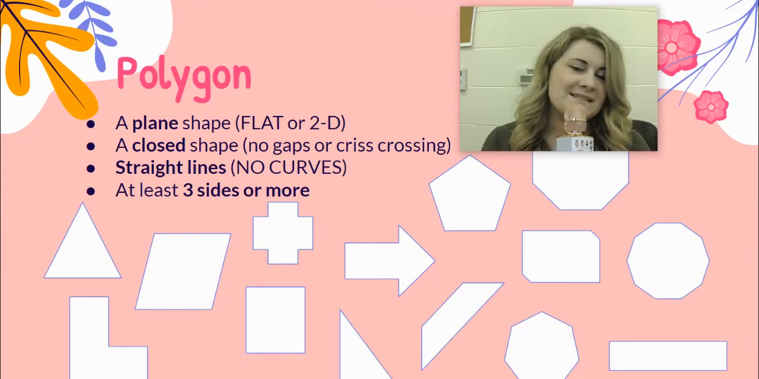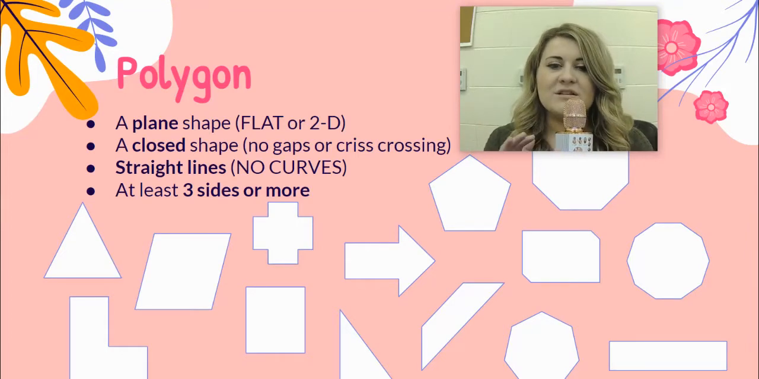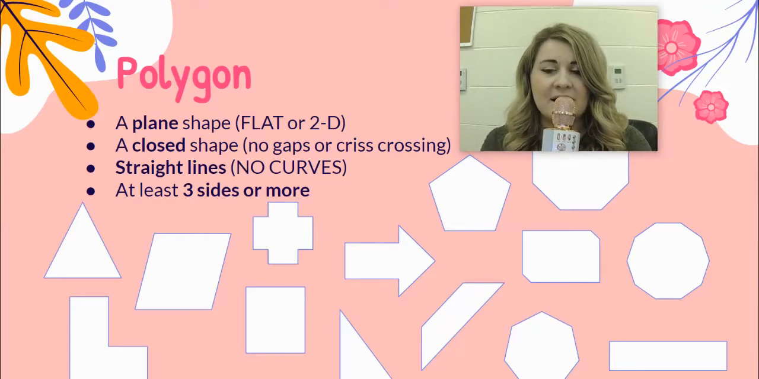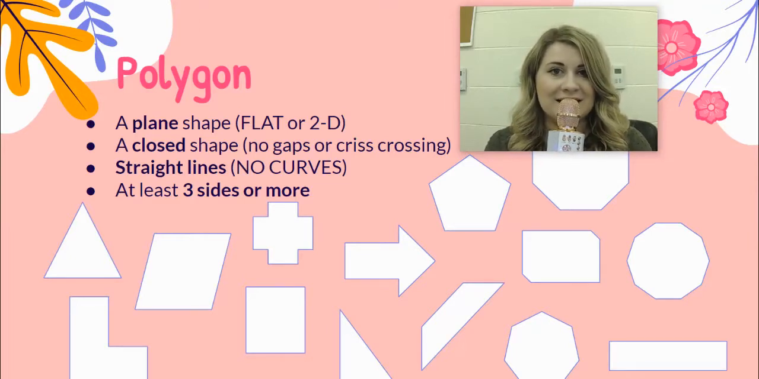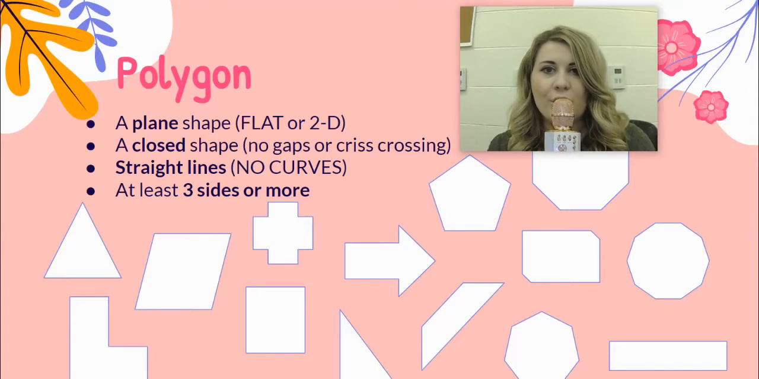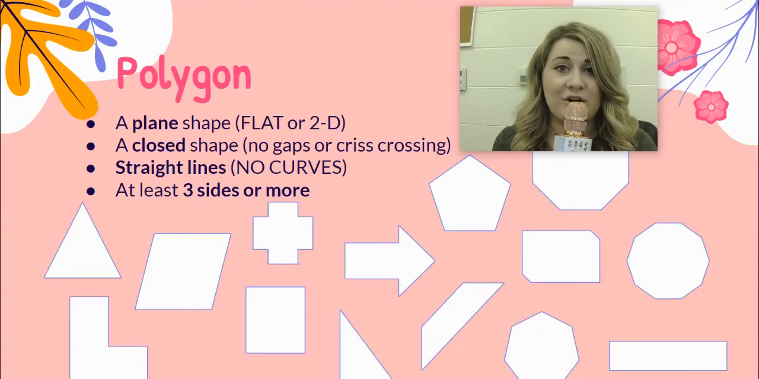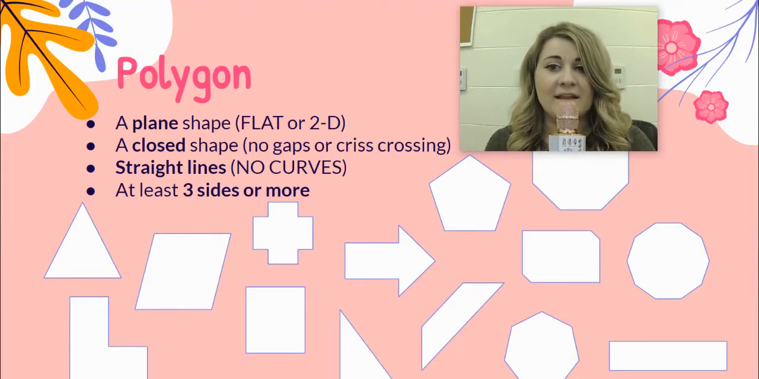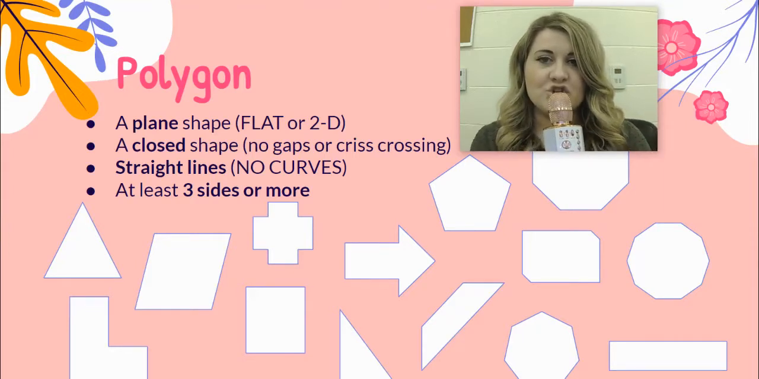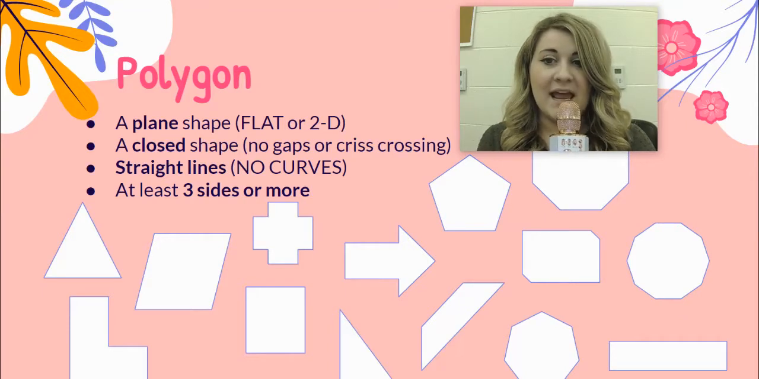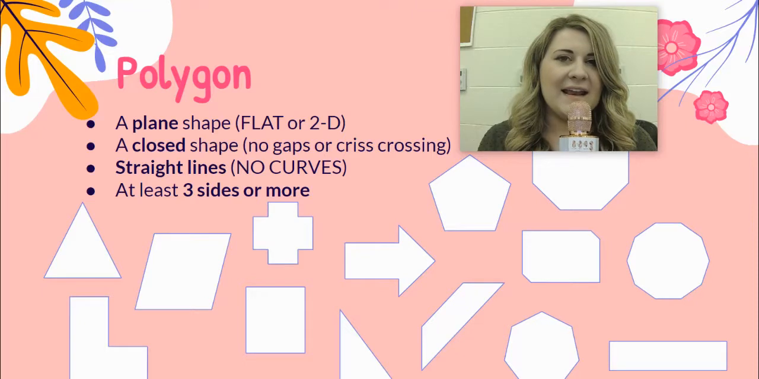The next rule is that it has to be a closed shape. So you can't have any lines crisscrossing. You can't have any gaps. They have to all be connected. The next rule is no curves. So there's no curves. It's all straight lines, okay? So a polygon, this is the biggest one, has to have straight lines. It cannot have curves. That's because for it to be a polygon, it has to have corners.